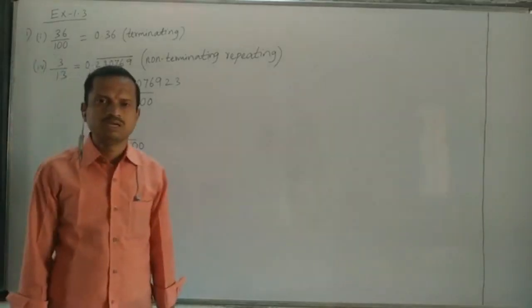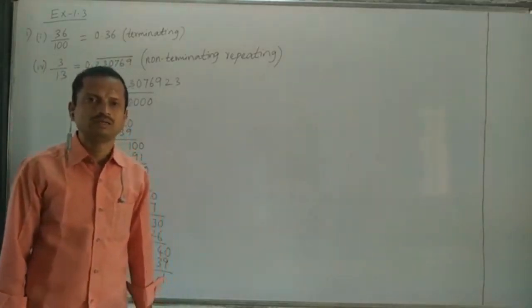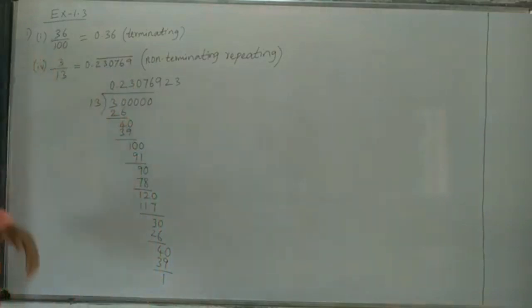And now coming to exercise 1.3. The first sum, we have to say whether the given rational numbers are terminating or non-terminating repeating decimals. What kind of decimals it is, we have to say.